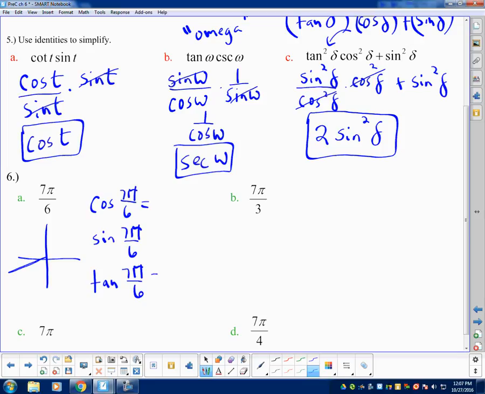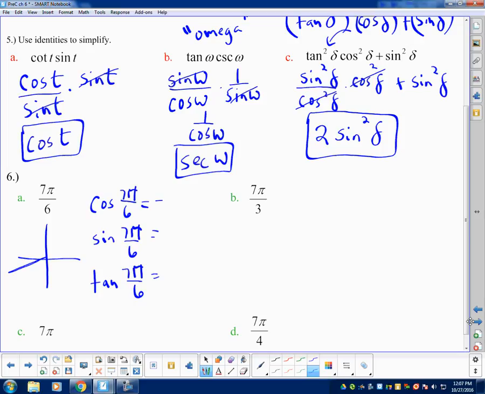Let's see if we can do this. Can you do it without looking at your unit circle? No, we're not there yet. We're going to do some more practice with this. But cosine of 7 pi over 6. The way I think about it is I'm farther out than I am down. So it's going to be negative root 3 over 2, yeah.